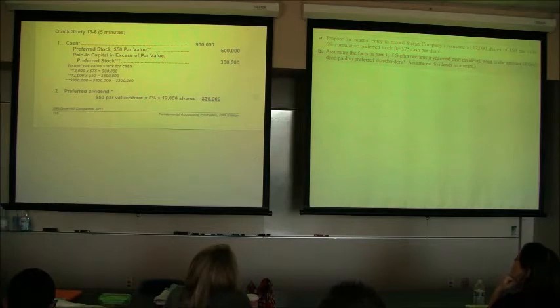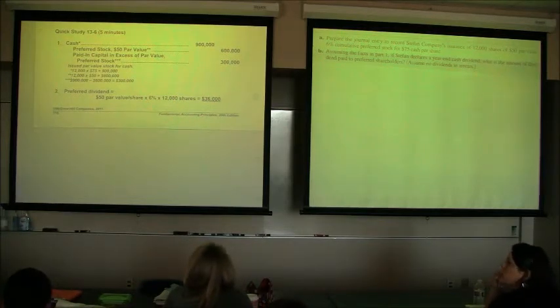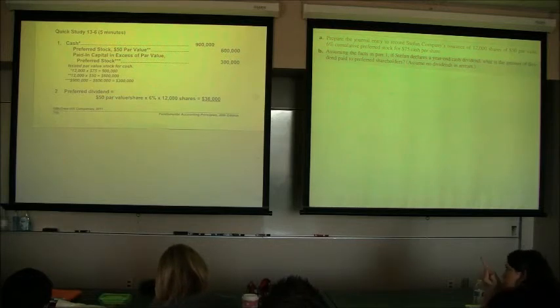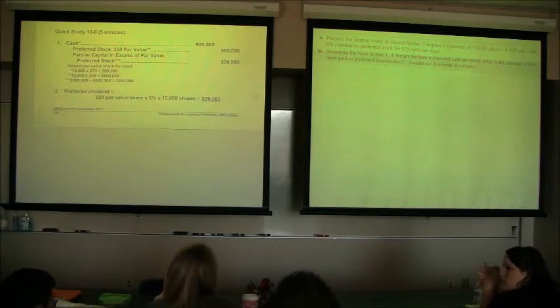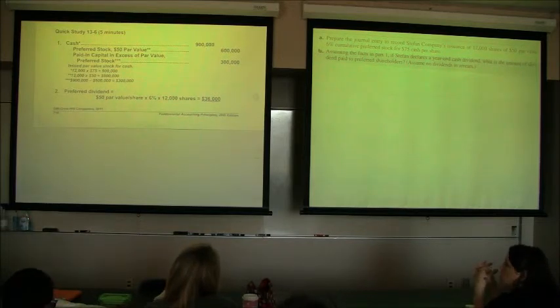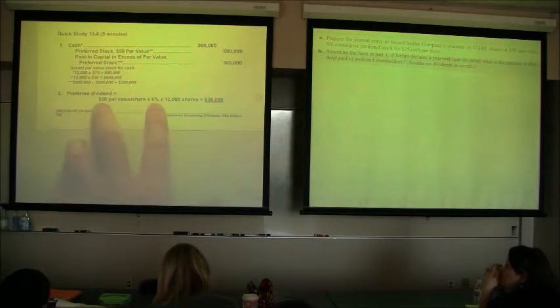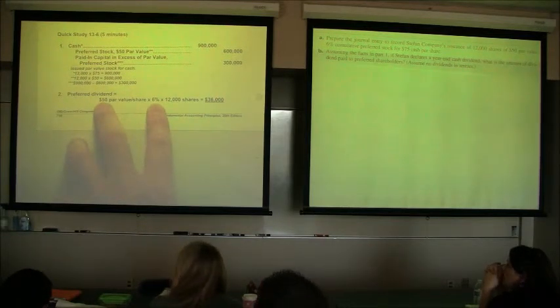And you'll see it sometimes as a dollar amount, sometimes as a percent of par. In this textbook, it's all a percent of par. And that's the way it's figured. So the 36,000 gets broken down into 12,000 shares, so it will be $3 per share, because it'll be 6% of $50, which is $3.